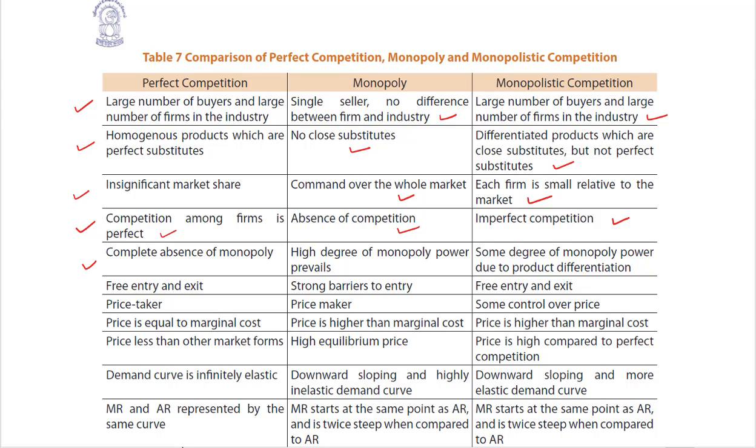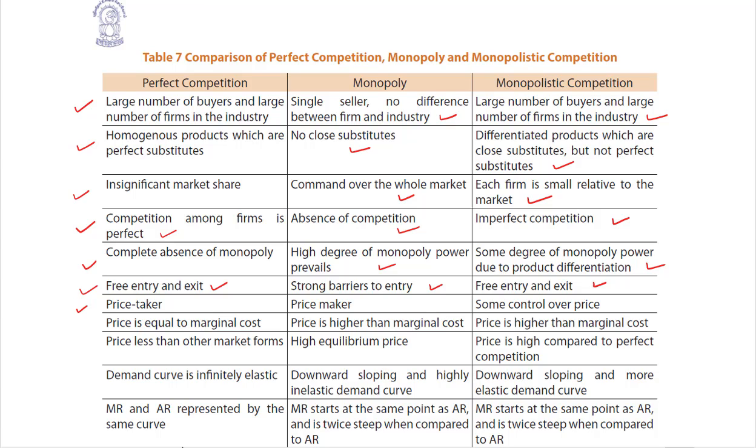Point number 5. Complete absence of monopoly. In perfect competition, there is a complete absence of monopoly. In monopoly, a high degree of monopoly power prevails, and in monopolistic competition, some degree of monopoly power due to product differentiation. In perfect competition, free entry and exit prevails in the market. In monopoly, strong barriers to entry prevail in the market, and in monopolistic competition, free entry and exit is there.